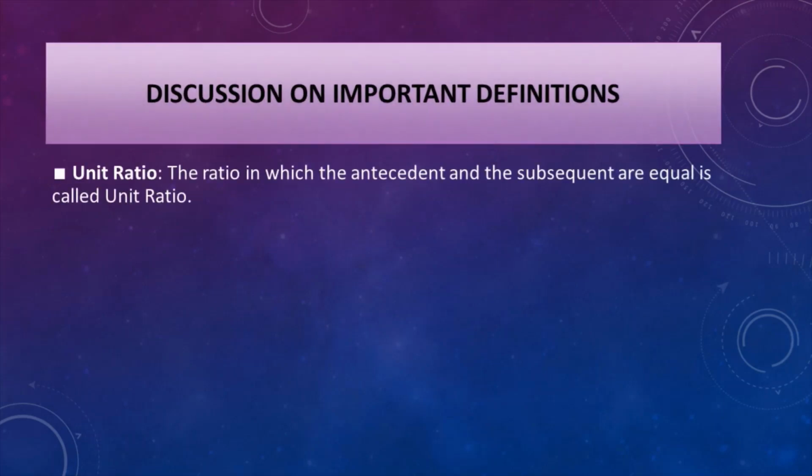Now, unit ratio. The ratio in which the antecedent and the subsequent are equal is called unit ratio. Let us see an example. Example, 15 is to 15, that is, antecedent and the subsequent are the same, or 1 is to 1, that is, antecedent and subsequent have the same value.